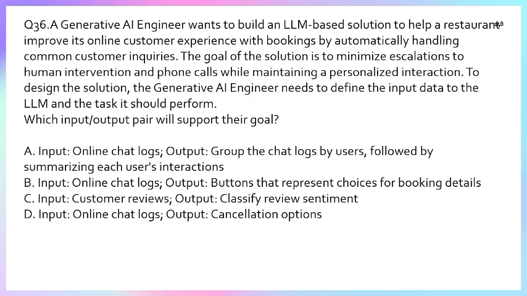Now option B. The output is buttons that represent choices of booking details. This option describes a typical chatbot or conversational AI flow. The input is the ongoing chat with the customer, and the output is a set of actionable choices that guide the customer through the booking process. So this approach will help to automate the interaction and reduce human interaction. This is a very strong match with the prompt. So the correct answer is option B.